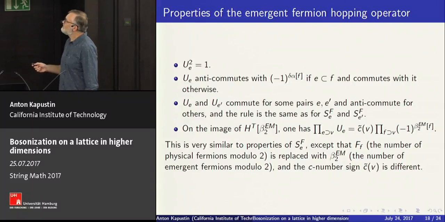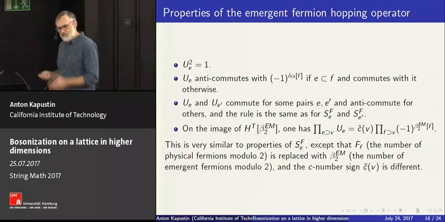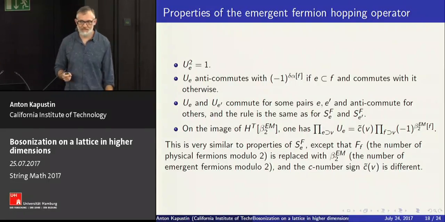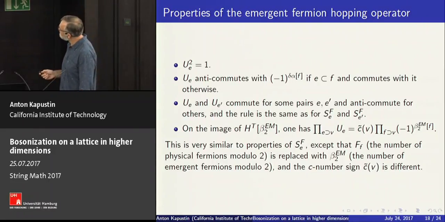Now let me just explain why they're good objects. Well, first of all, they also square to one. And second, again, they change the flux through a particular phase to the opposite one. Most importantly, if you look at whether they commute or anti-commute, it turns out that they sometimes commute and sometimes anti-commute, and the rule is exactly the same as for these fermion guys. That's the first hint that they're relevant.